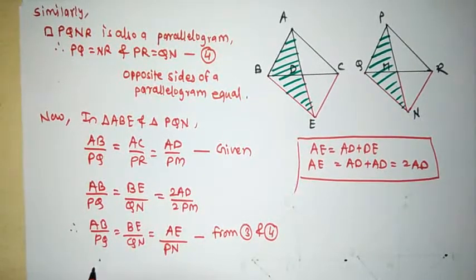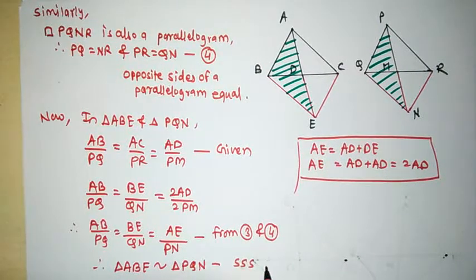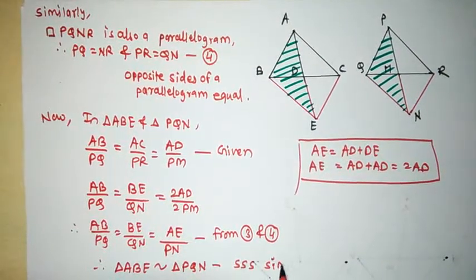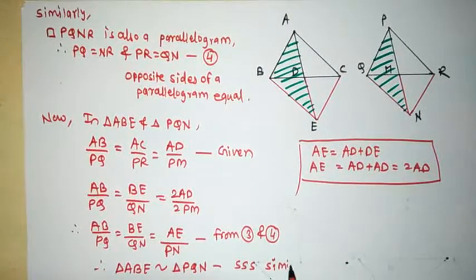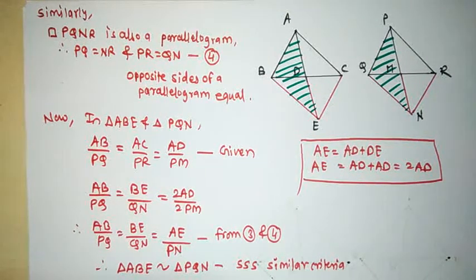Therefore, can we say that triangle ABE is similar to triangle PQN? Can we say this? Yes, these two triangles are similar. By which rule? By triple S similarity criteria. Why triple S? Because all the sides are in the same ratio.